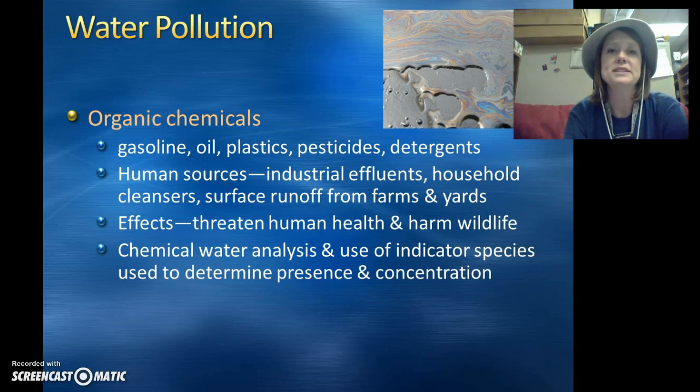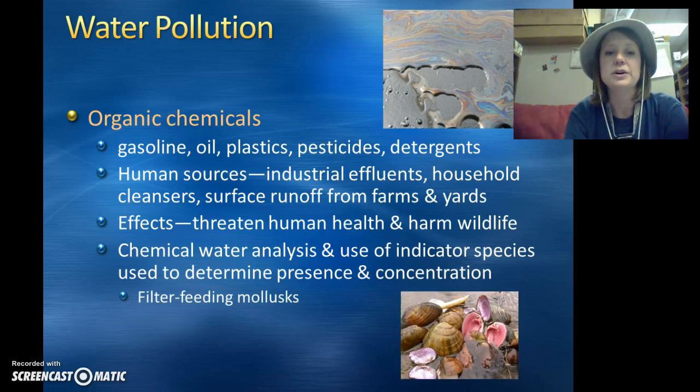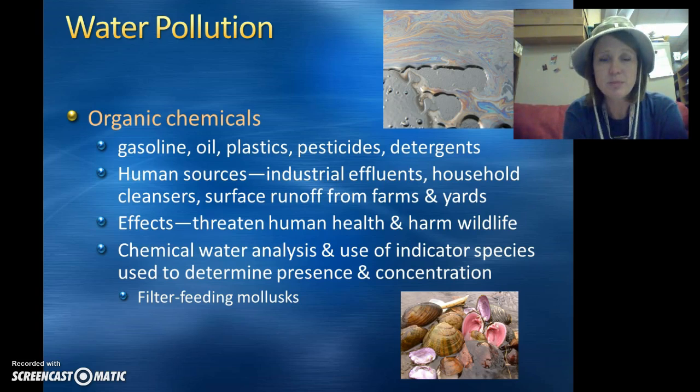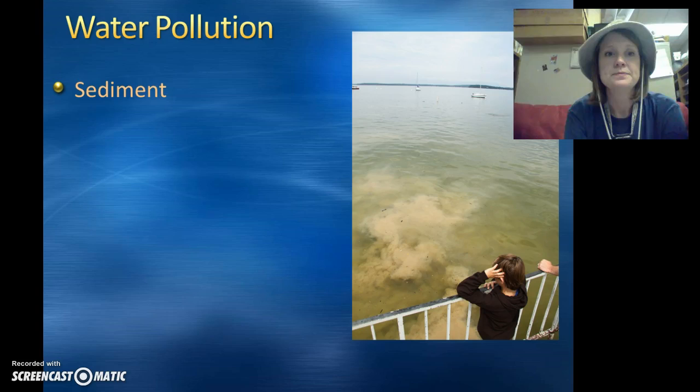Also, we can look at the presence or absence of certain indicator species to determine some of the organic chemicals that are in the water. For example, filter feeders, like our mollusks, they get their nutrients from the water. So if there are some of these chemical pollutants, then we're not going to see healthy filter feeders.